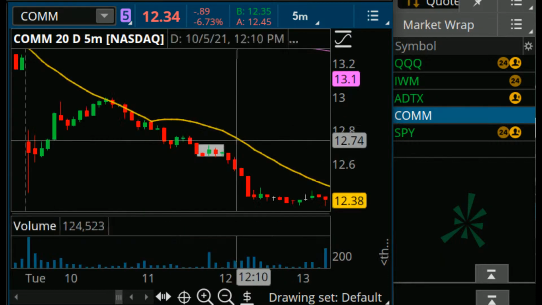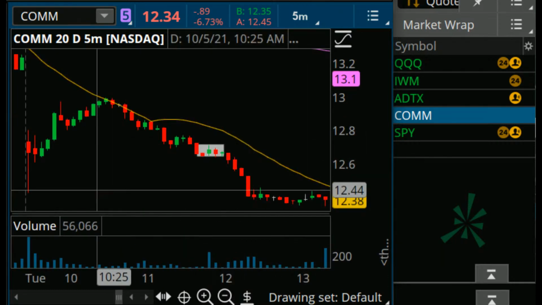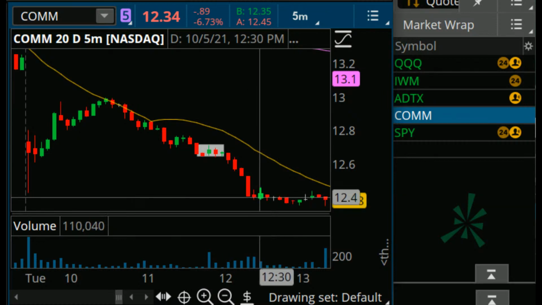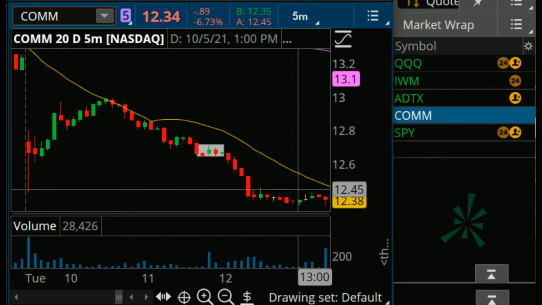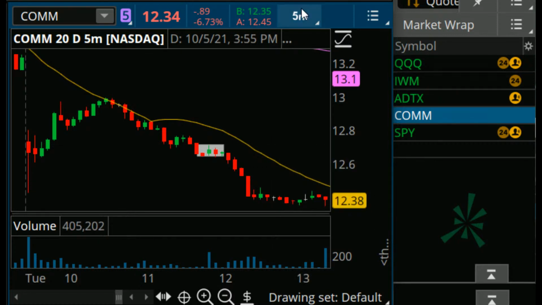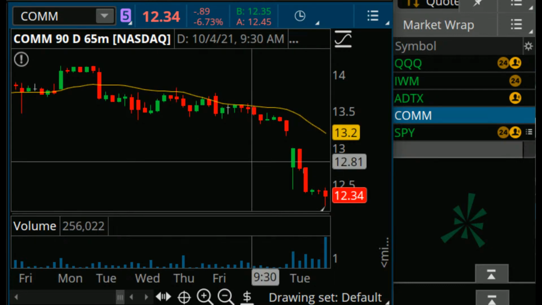Not too bad on the COMM. First piece came out as we came to new lows there. Trailed out, I think, 2-minute bar by bar. So that wasn't too bad. We made new lows here. I said go ahead and take another quarter. And then we were managing the last piece hourly bar by bar.